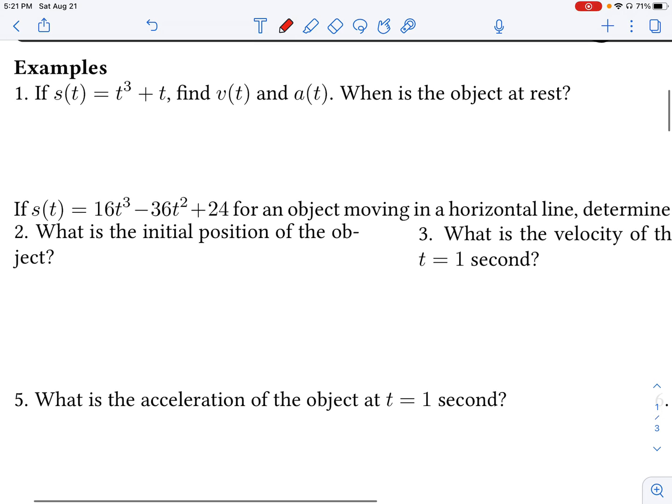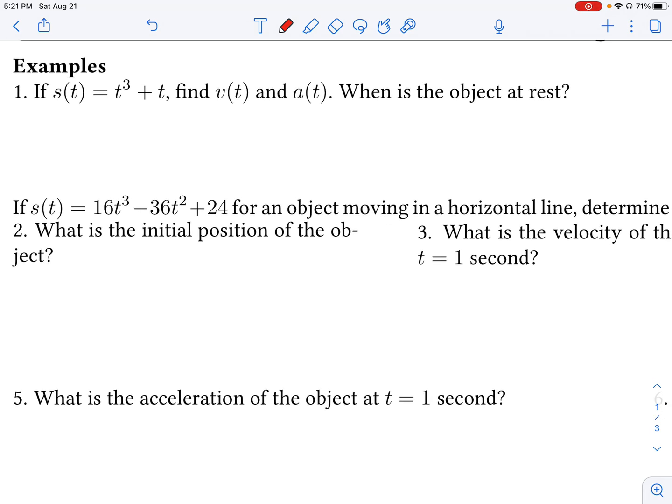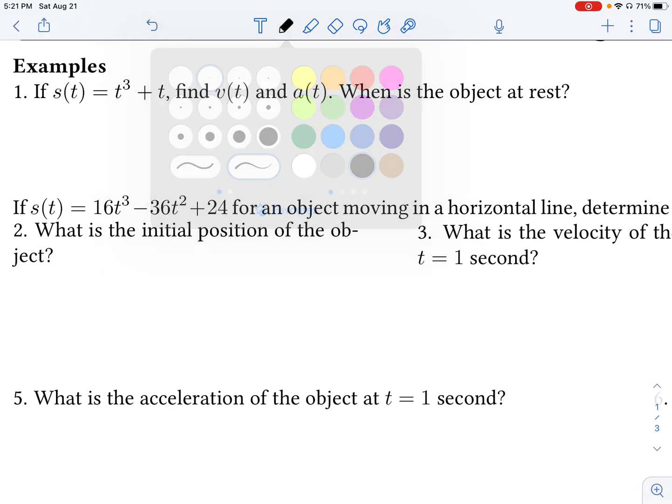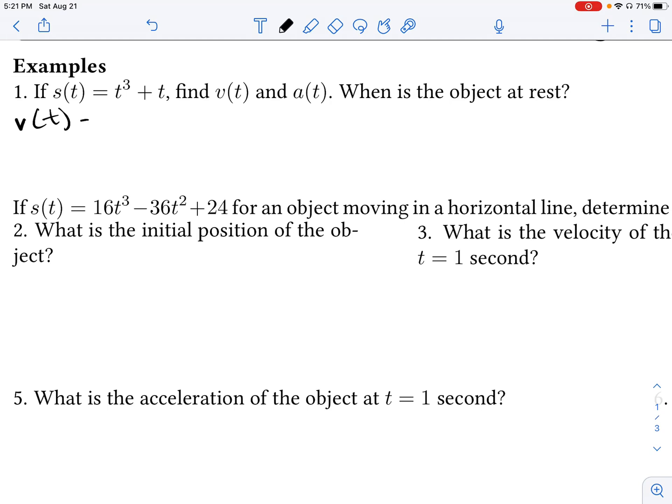So suppose you had a position function, s of t, equal to t cubed plus t. Let's find the velocity function and the acceleration function. So we've got here v of t. V of t is simply going to be the derivative of our position function, which in this case, using the power rule, is just 3t squared plus 1.